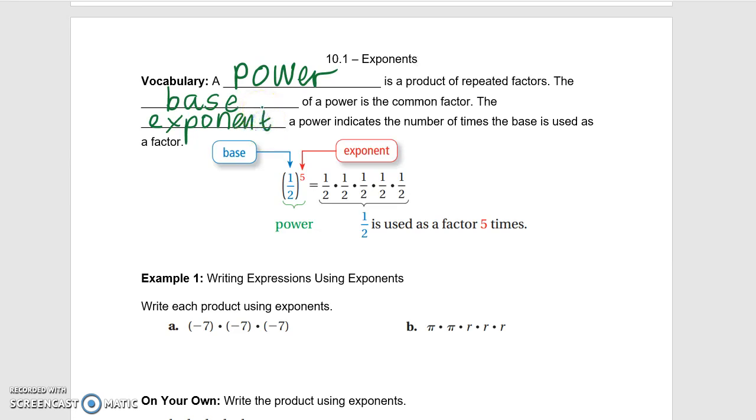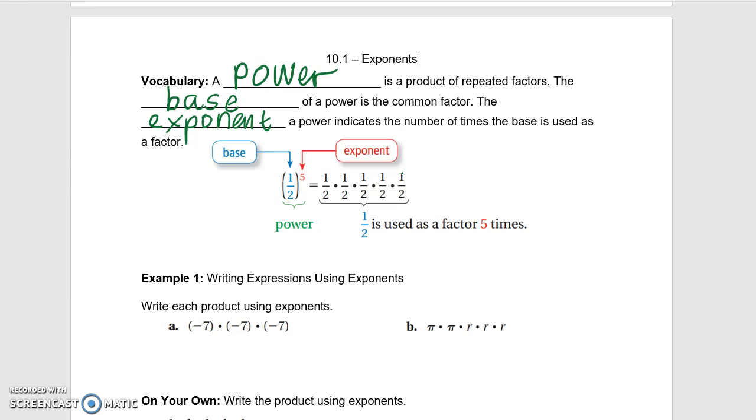So here we see in our example, the base is 1/2, the exponent is 5, so the base is being used as a factor 5 times. So 1/2, times 1/2, times 1/2, times 1/2, times 1/2. Notice that they're putting the fraction inside parentheses.